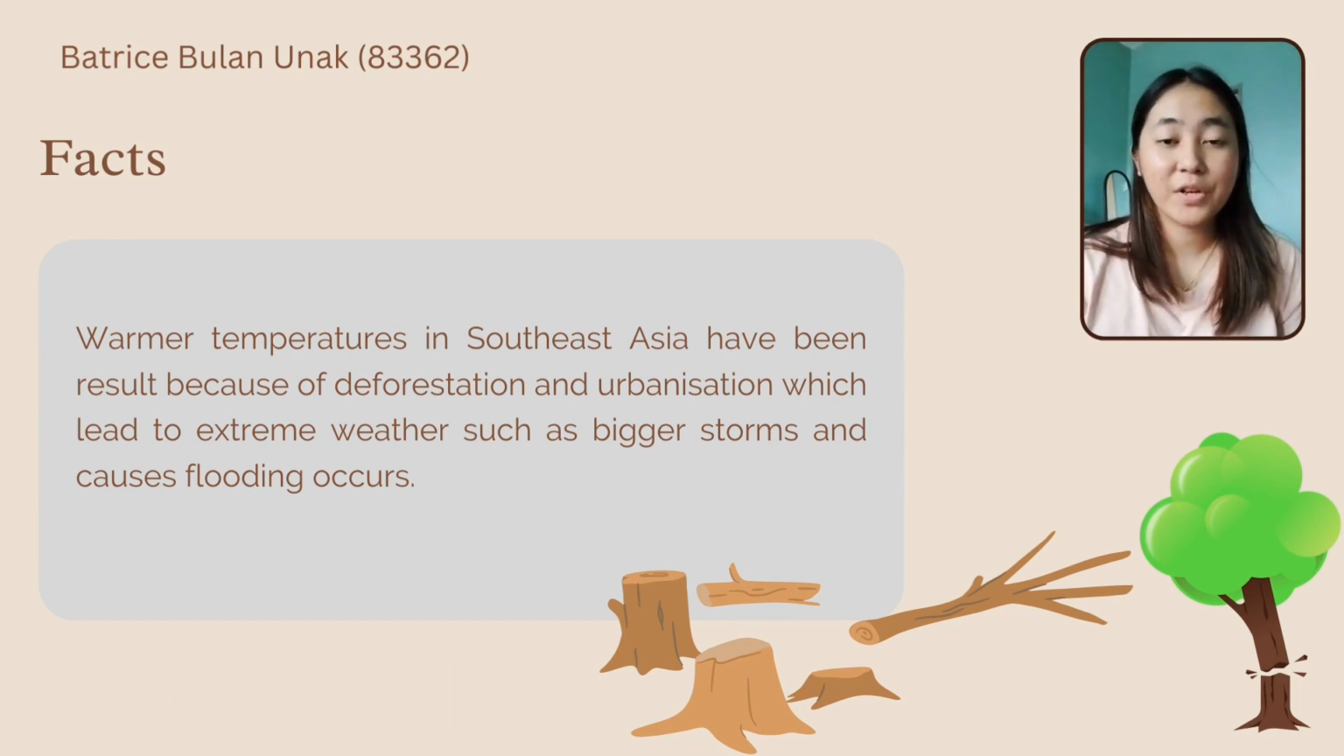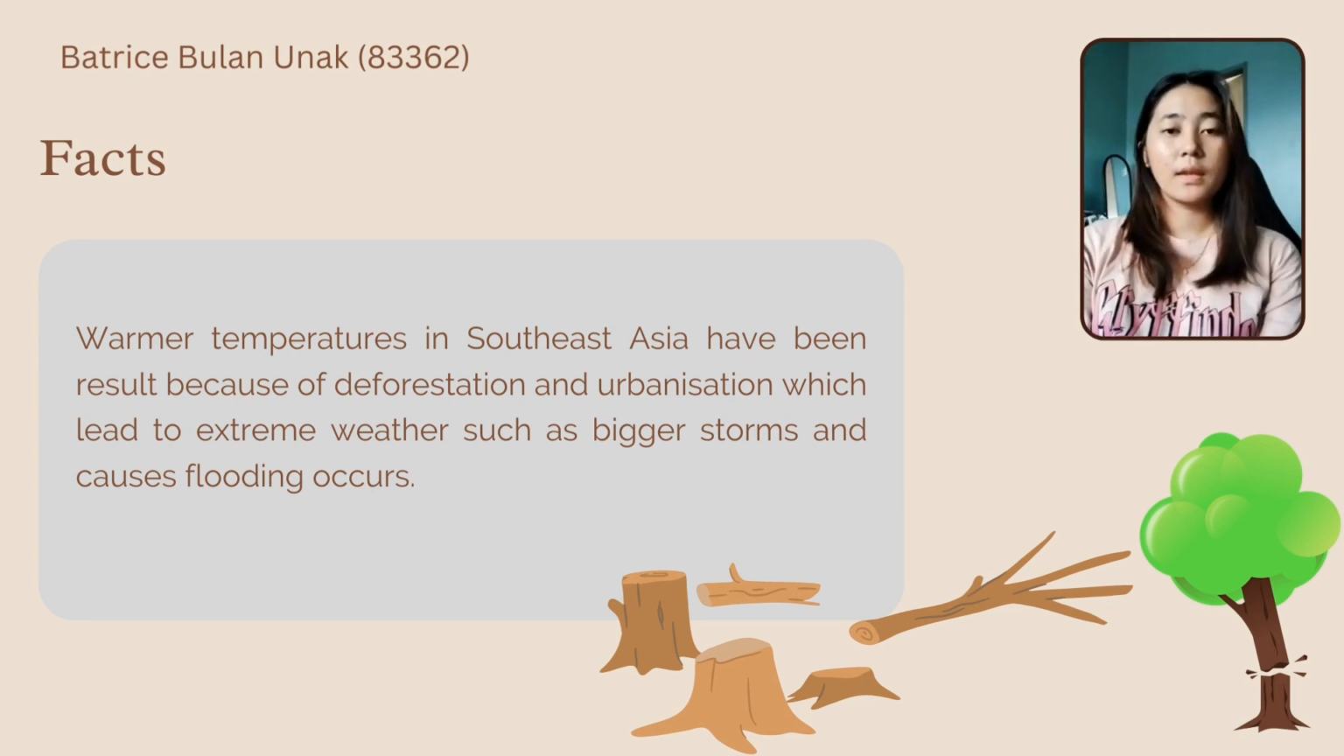Hi, my name is Beatrice Bulan Una with metric number 3362. In this video, I will explain about deforestation, which is related to what we had learned in Learning Unit 6, which is environmental issues and climate change. In Southeast Asia, deforestation and urbanization are causing temperature rise and extreme weather such as large-scale storms and flood.